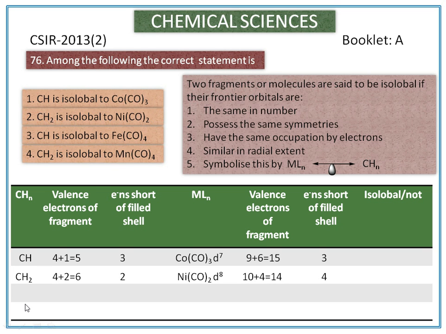Next, we calculate for CH and tetracarbonyl iron. Here iron is in the d6 configuration. The total valence electrons are 5 for CH. It requires 3 electrons to get the octet configuration. Here tetracarbonyl iron has 16 valence electrons. It requires 2 electrons to get the stable configuration.